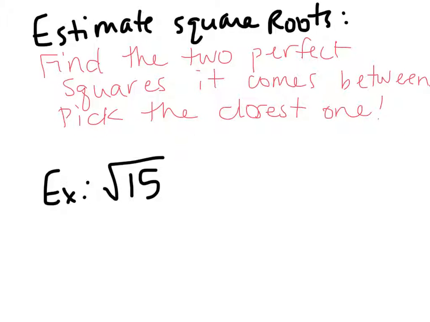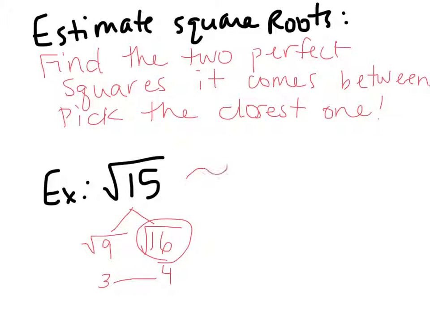So if I have the square root of 15, I'm going to say, well, when I think about my perfect square numbers, this is a little bit smaller than the square root of 16, which is 4. The next perfect square that's smaller is going to be the square root of 9. So because it's between the square root of 9 and the square root of 16, it comes between 3 and 4. But the one that it's a little bit closer to is the square root of 16. So the square root of 15 is about 4, a little bit less than 4.